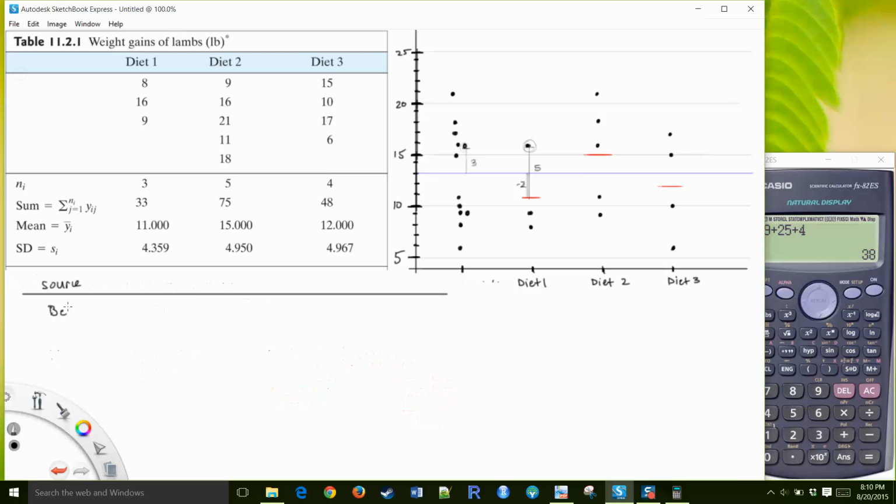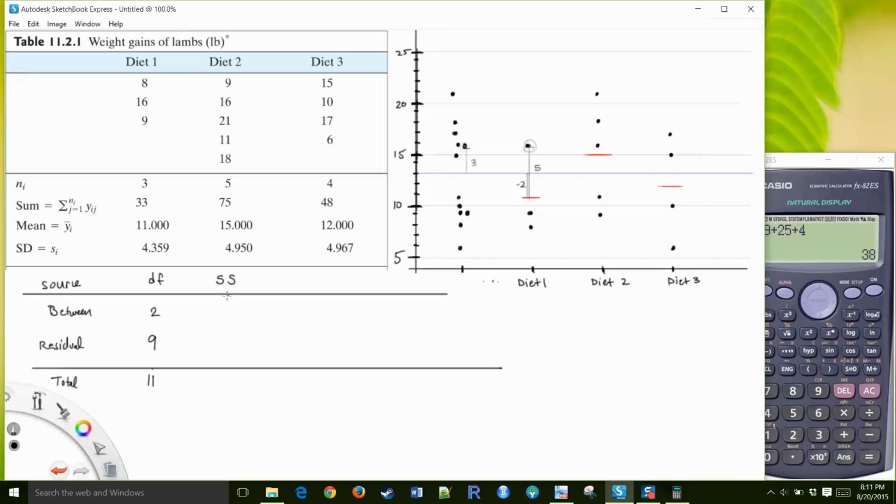The sum of squares, what will the sum of squares be? Okay, so for between, I would take each group's difference from the grand mean being 13. So I would do 2 squared times 3 plus 5 times 15 is also 2 squared plus 4 times 1 squared. So this turns out to be 4 times 32, 36.